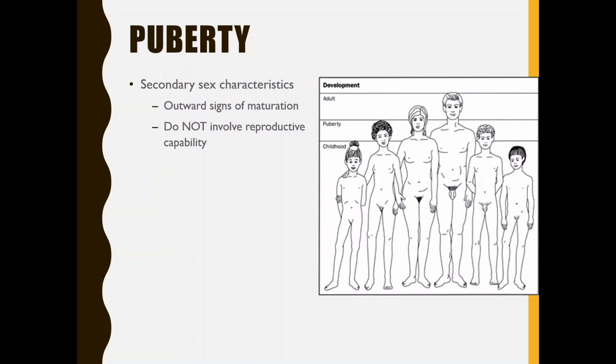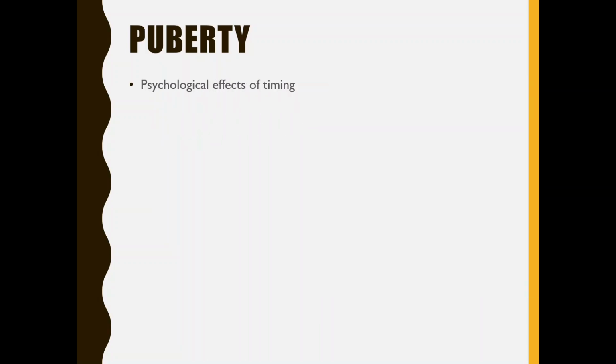These secondary sex characteristics have nothing to do with reproductive capability. So these outward signs are signals, but they don't help us to become parents. They don't help us in any way as far as reproduction. They just help us to attract a mate.